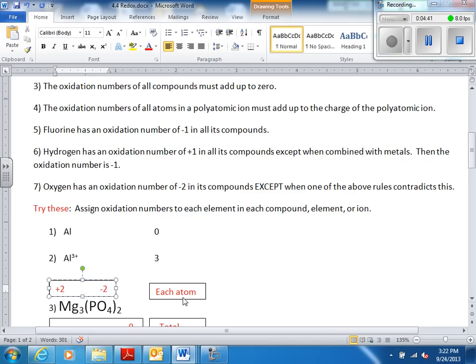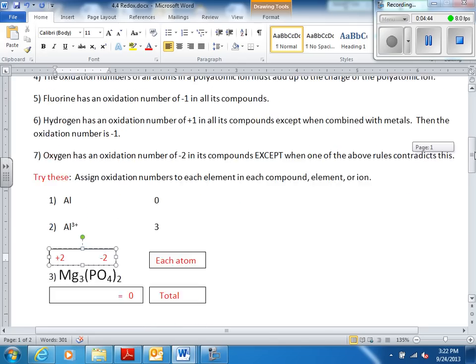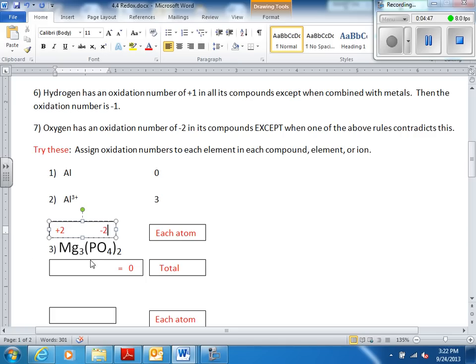So each oxygen, notice I put each atom up on top, and I put the total down on the bottom. So each magnesium right here is +2, but I have 3 of those. So the total for the magnesium is +6. I know the total has to add up to 0. Now, for the oxygen, each oxygen is -2, and I have 4 times 2, so 8 oxygens. So 8 times -2 is what? -16.